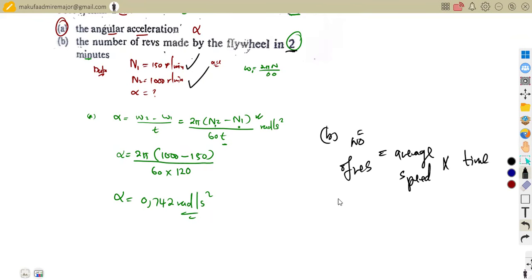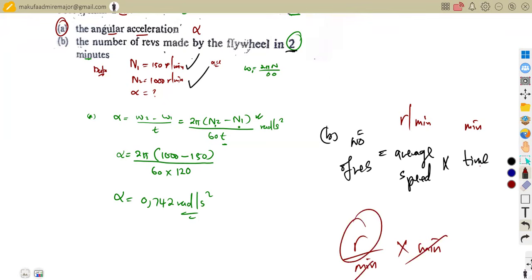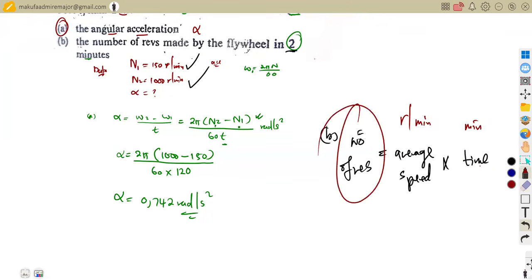So we can actually have it this way. If the speed is in revs per second, your time must be in seconds so that you get revolutions. Revolutions per second times seconds cancels, and you get revolutions. If this is in revolutions per minute, the time must be in minutes. Revolutions per minute times minutes cancels. You are left with revolutions. So the average speed must be in revolutions per minute and the time in minutes to obtain the number of revolutions.